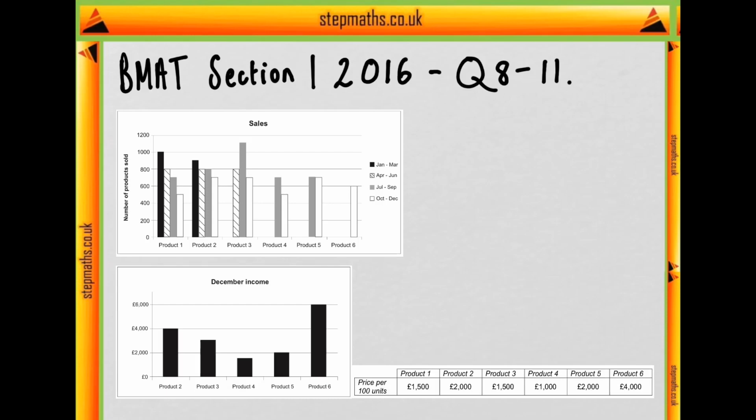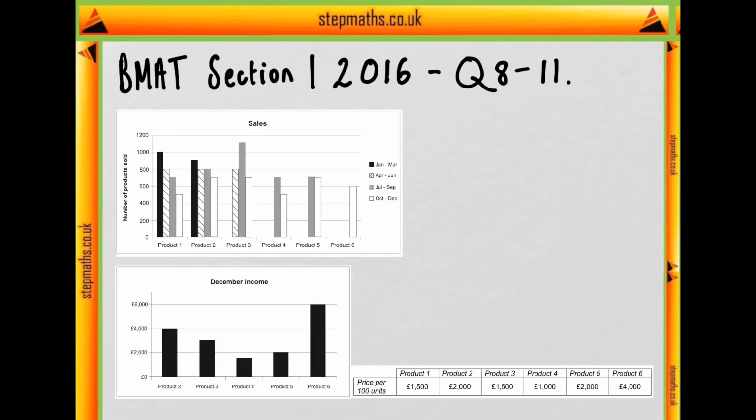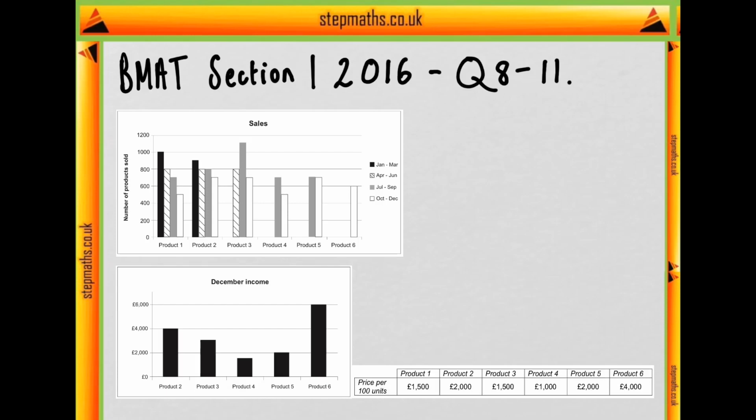Question 8 asks, what was the total income from April to June? So the first thing we should do is look to this chart and look for the stripy bars, which represent April to June, and the amount sold within this period. As we can see, if we zoom in, 800 units were sold for product 1, product 2 and product 3. So, bearing that in mind, we can write down 800 3 times and multiply by the costs of each respective unit.